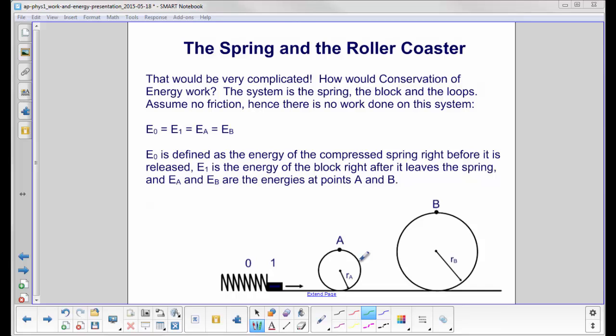However, let's look at conservation of energy. The system will be the spring, the mass here, the block, and the two loops. We're assuming no friction, so at any point on this system, there is no work being done. Therefore, the energy at point 0, this is where the spring is compressed, point 1, that's where the spring lets go and propels the mass, point A and point B, the energy has to be the same at all of those points.